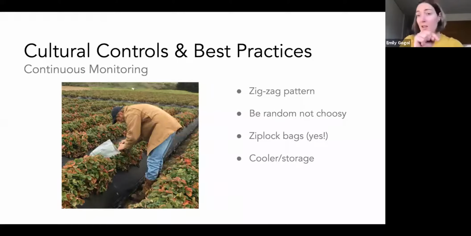So you just randomly stop at different plants throughout your field and check them for diseases and pests and see how they're doing. Be random, not choosy. Don't say, oh, that's the biggest plant, I'm going to check the big plants. Check random plants. That's how you're going to find stuff.